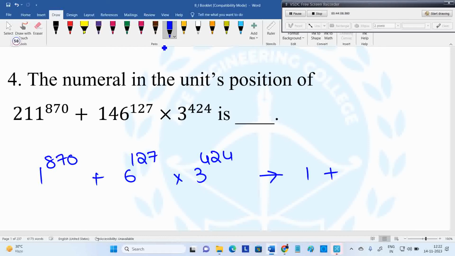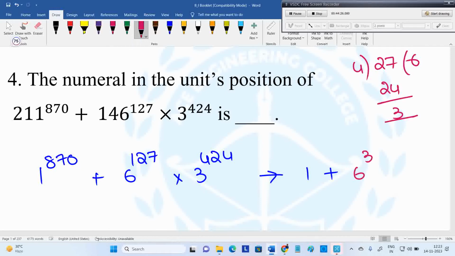In this, it is 6 power n, 6. If you know that, you can save 10 seconds of time. 6 power n is always ending with 6. Or else I have to take 127 and divide with 4. 4 times 31 is 124. Remainder is 3. You can put 6 power 3.